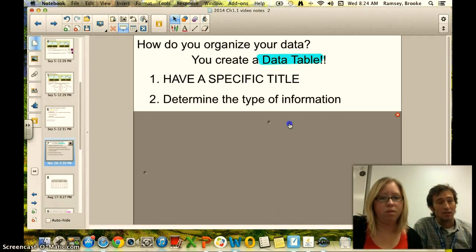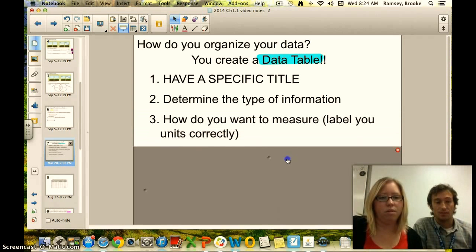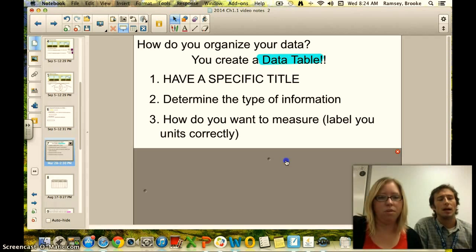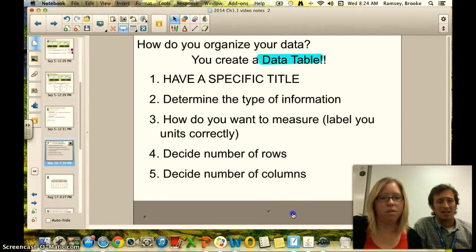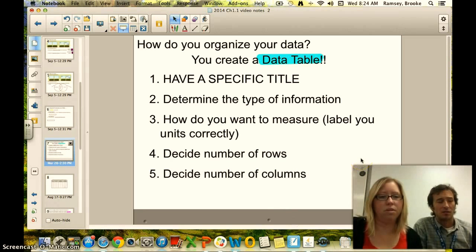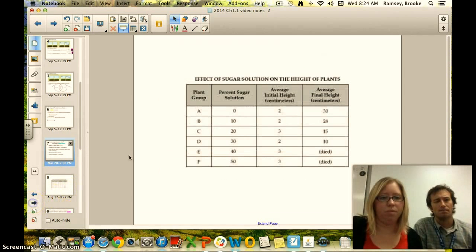You might need units if you're talking about quantitative data, for sure. How do you want to measure? You want to label units correctly. Okay, so this needs to be noted in your data table. And deciding the number of rows and the number of columns should play out depending on how much data you have, how many data points, and variables you're dealing with.